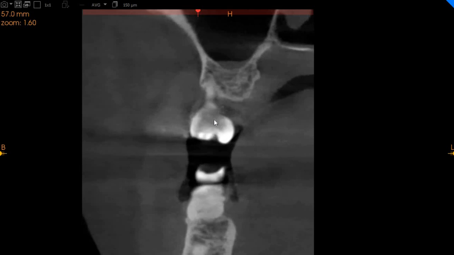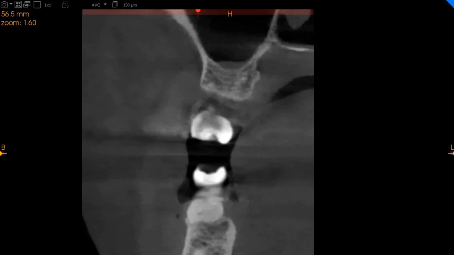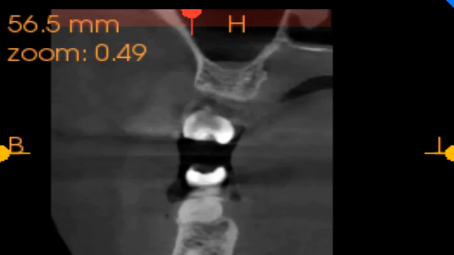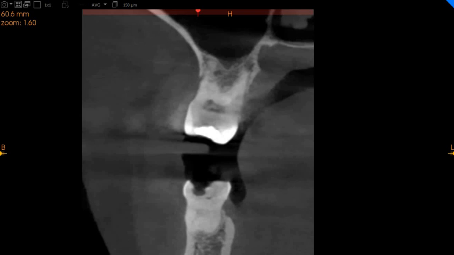And as you're moving distally, you will be able to appreciate that there is a distal cavity present in this tooth, which is present right here. This is a class 2 restoration. We don't see periapical radiolucencies present in this tooth. So this tooth can definitely be treated non-endodontically.